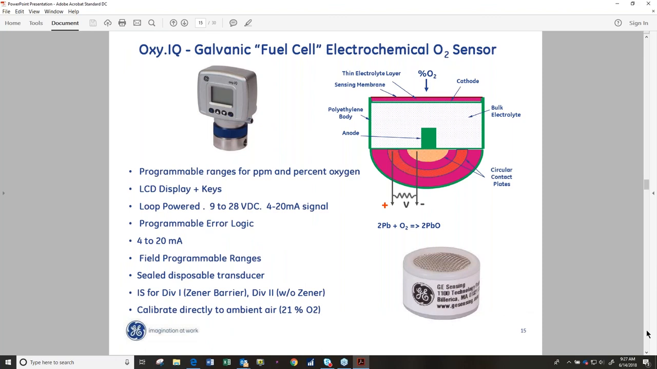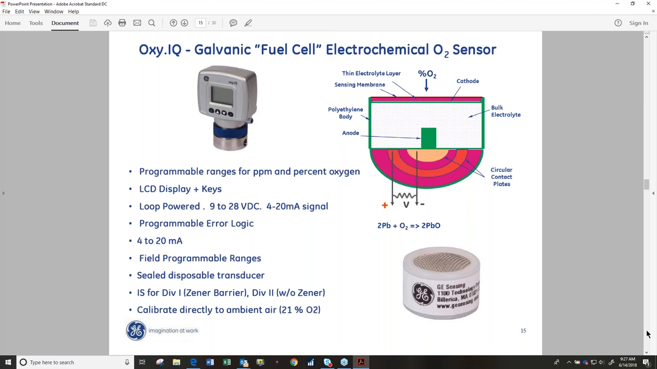So the next technology for oxygen measurement I'm going to talk about is the galvanic fuel cell. And you can think of this sensor as almost being like a battery. Your car battery uses lead. It uses an electrolyte, acid. And as that lead combines with oxygen, it produces electrons. So here we have a sealed cell. Instead of acid, we used an alkaline electrolyte. We used potassium hydroxide. And this cell is removable, so the sensor can be replaced.